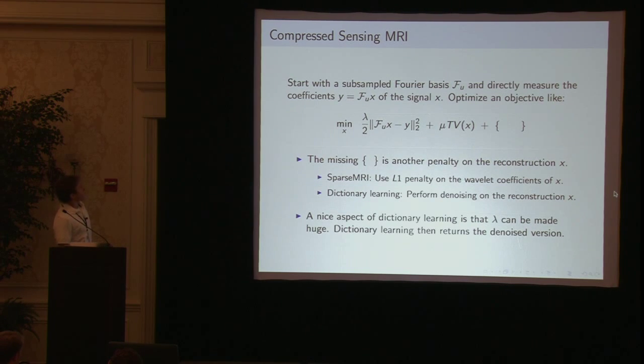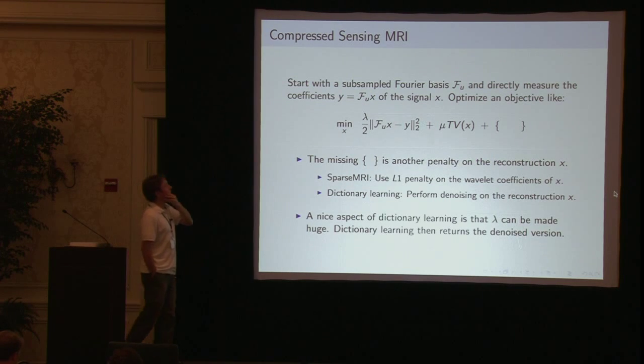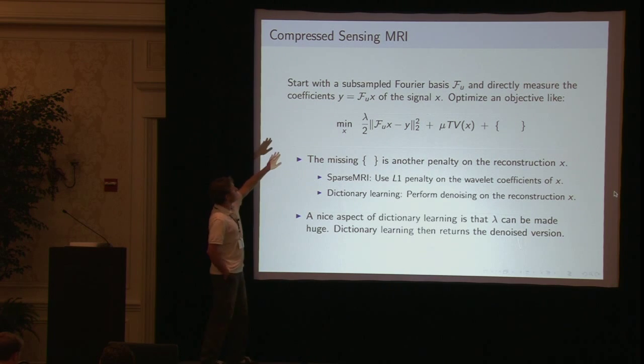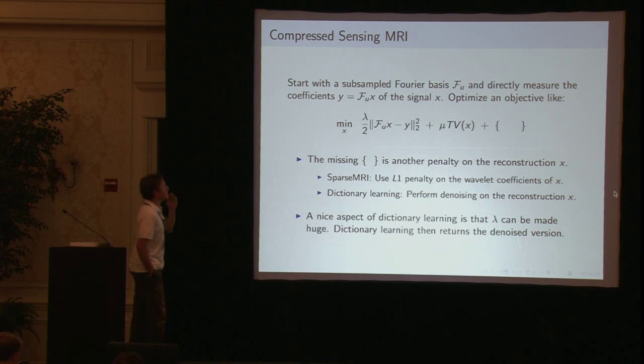So here's one very quick two-slide example of this, to compressed sensing MRI. To refresh your memory, we start with a subsampled Fourier basis. The Fourier basis vectors are the rows of F, and then we subsample them in some way, and measure these Fourier coefficients y. That's our measurement, which is just those Fourier coefficients of our signal x.